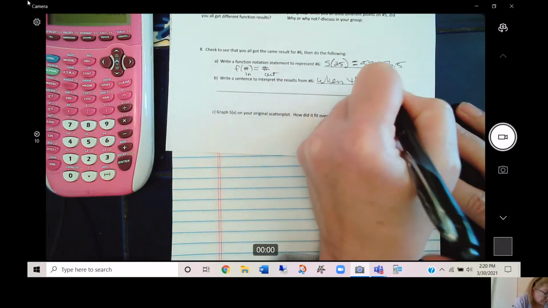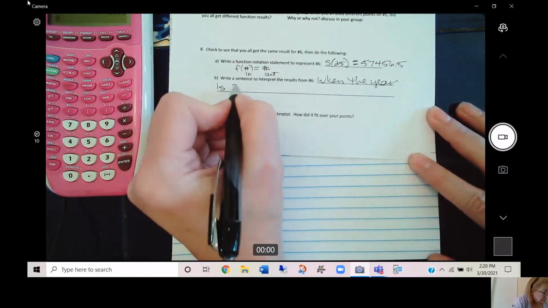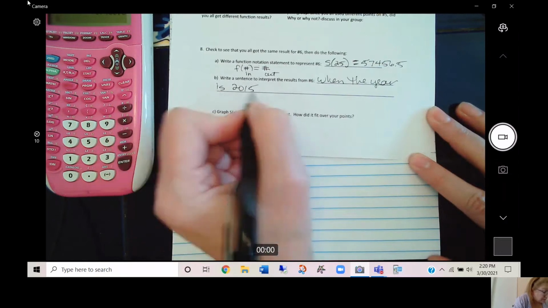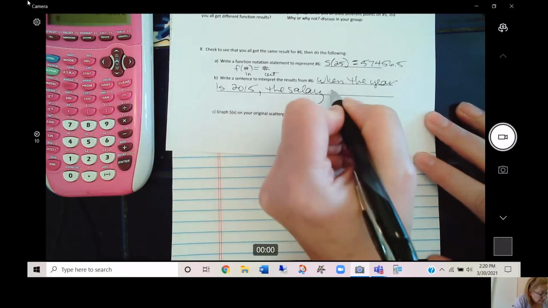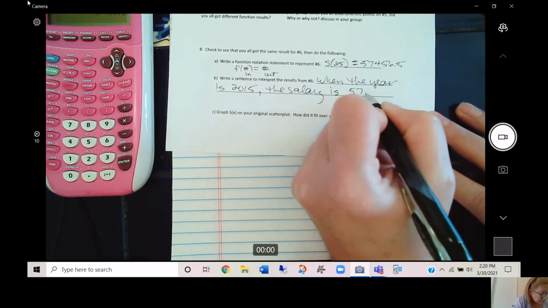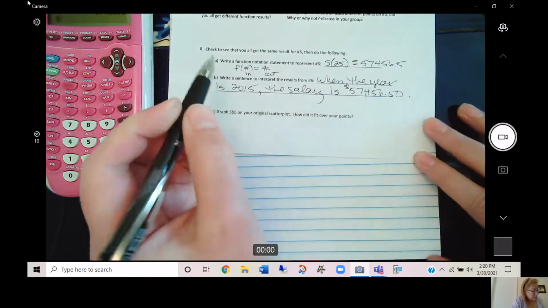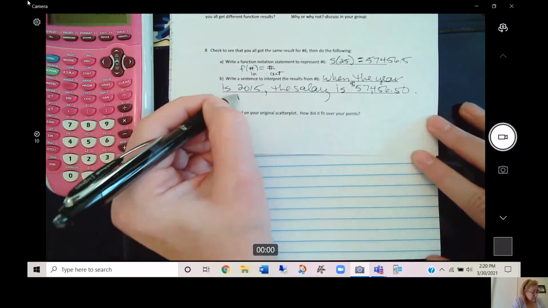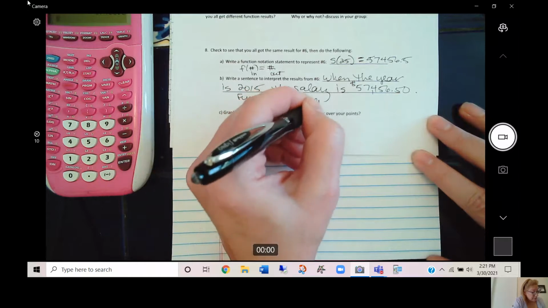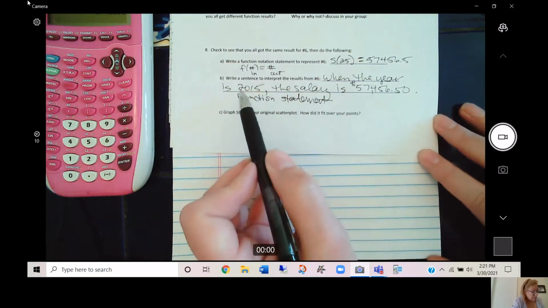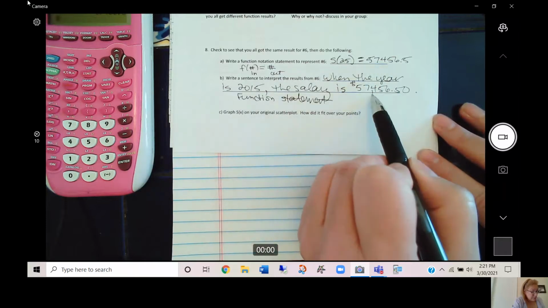So we'll say, I'll just say this isn't the best way, but I should have just said in the year, what is it, 2015, or you could say 25 years after 1990. Then you just say what the other number represents. The salary is $57,456.50. Okay, so this is a function statement. You say what the input and the output represents and the units. So 25 years, we were stating the year, and $57,456 right there.